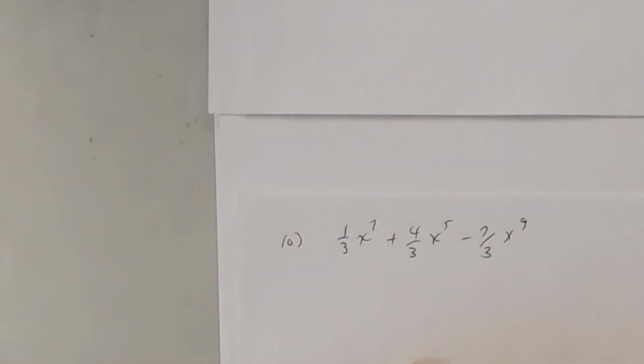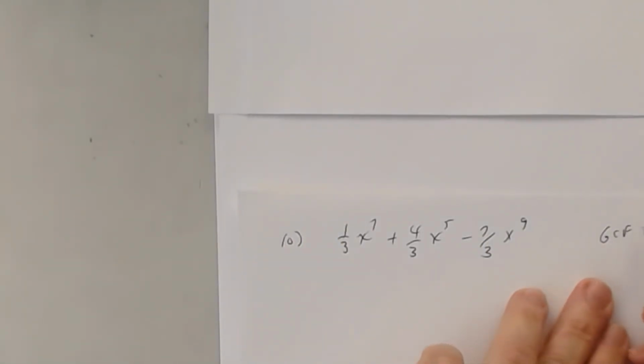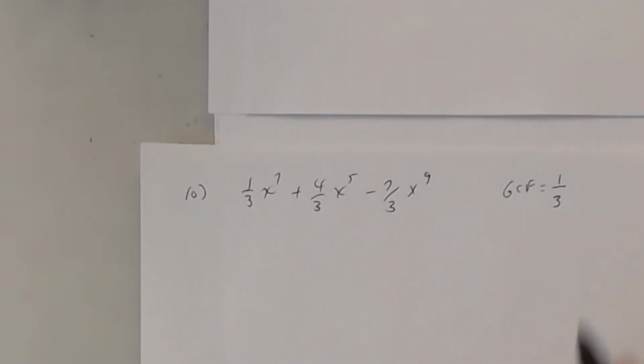1. So listen carefully. The GCF is going to be, what's the GCF of the numerator? What's the GCF of the denominators? 3. So I'm going to factor out a 1/3. Okay? And then next to the what? Fifth.